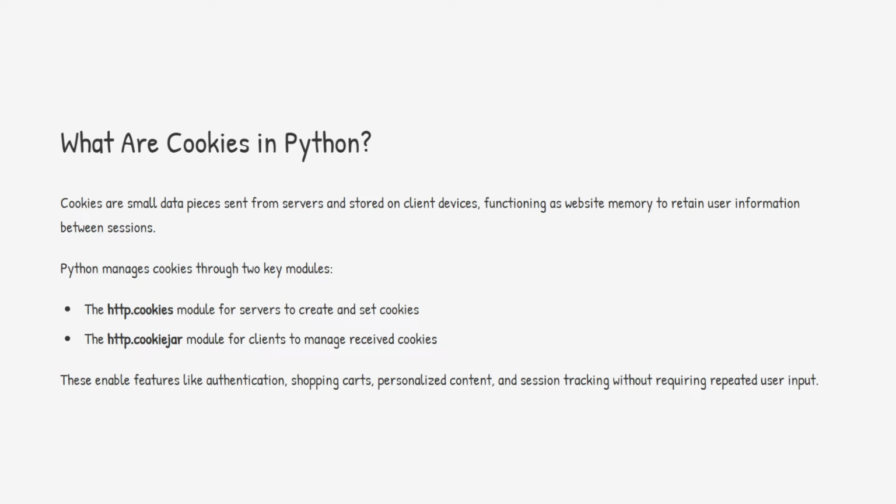minutes. Cookies are small pieces of data sent from servers and stored on client devices, functioning as website memory to retain user information between sessions. Python manages cookies through two key modules. It uses the http.cookies module for servers to create and set cookies, and the http.cookiejar module for clients to manage received cookies. These enable features like authentication, shopping carts, personalized content, and session tracking without requiring repeated user input.